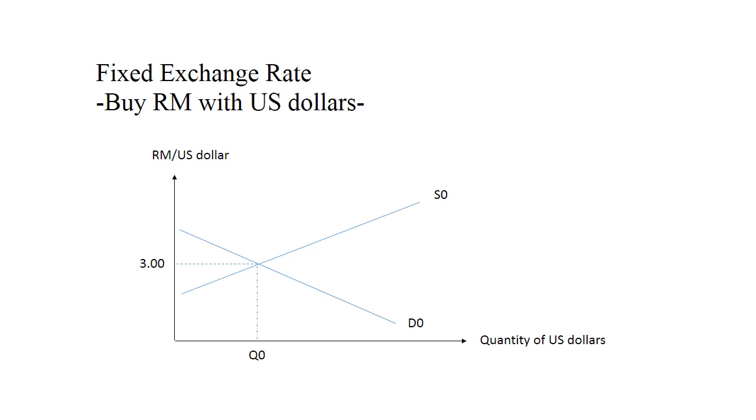You can see that the equilibrium is achieved here, where quantity demanded of US dollar is equal to quantity supplied of US dollar. This is the demand for US dollar, and this is the supply of US dollar. Both curves intersect at the equilibrium of 3 ringgit. It means that 1 US dollar is equal to 3 ringgit Malaysia. The equilibrium quantity is Q0.